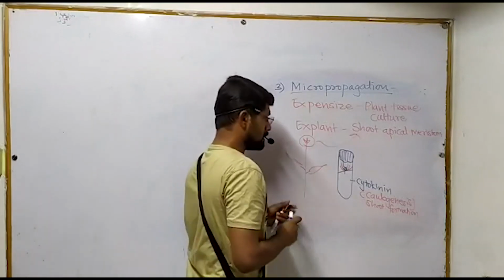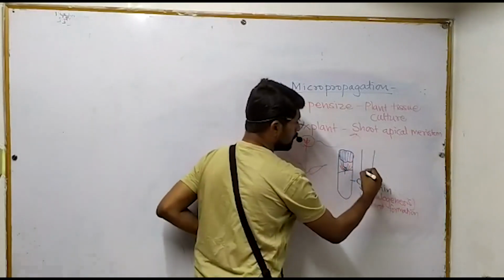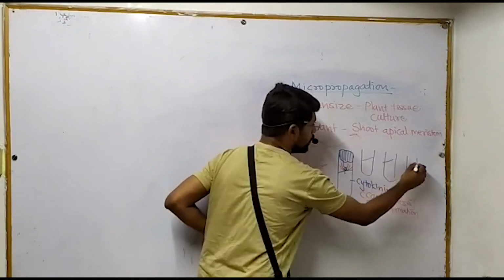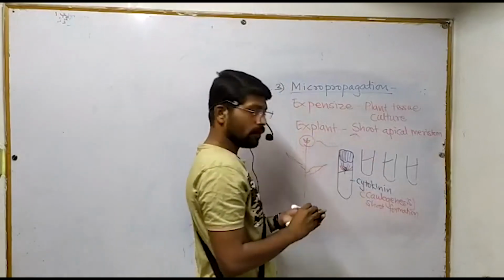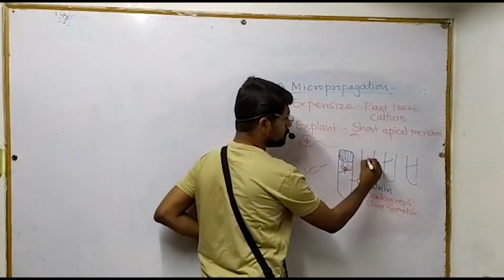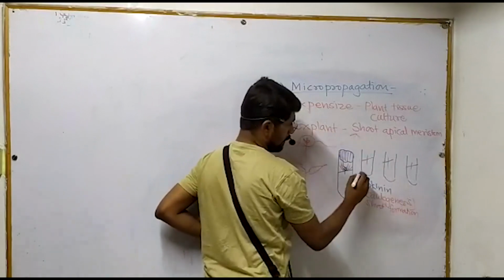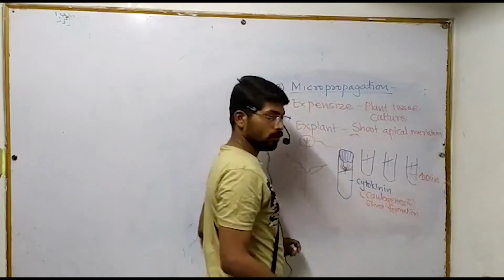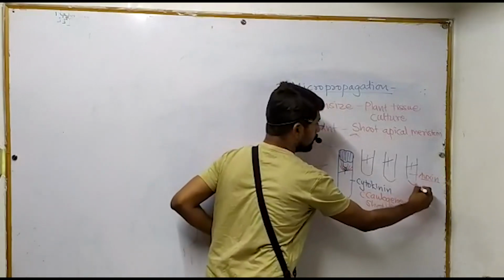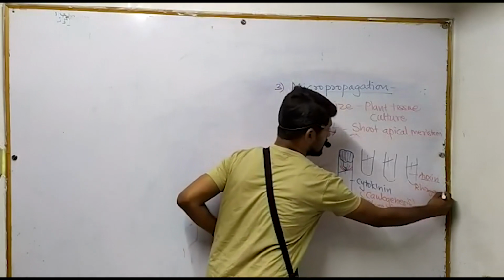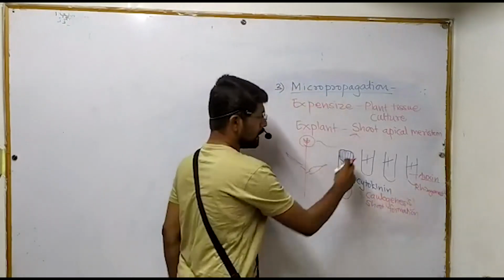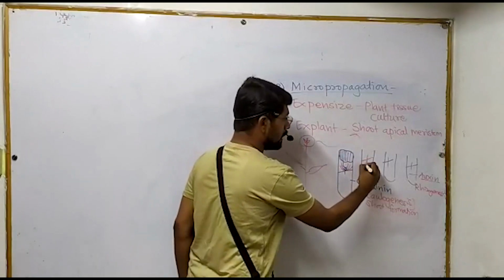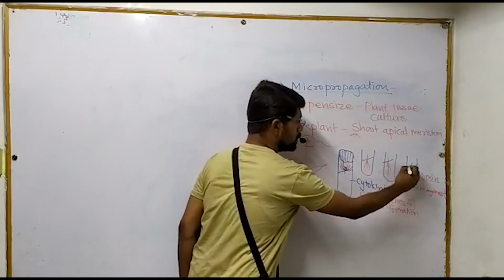Now, these pieces of bud are separated from each other and shifted to fresh culture medium for the next growth. Now, this nutrient medium is supported with auxin, and you already know that auxin is involved in the process of rhizogenesis. It is involved in root formation. So these separated buds, the separated multiple shoots, form the root system like this.